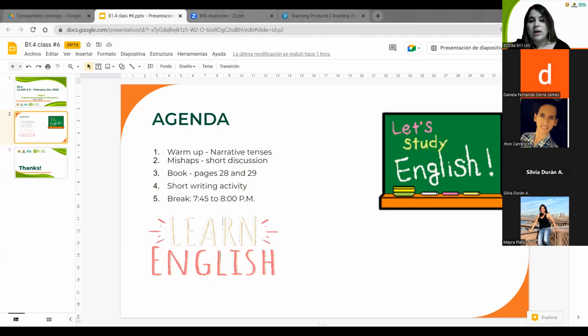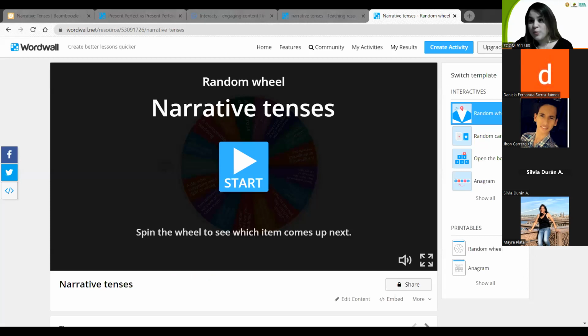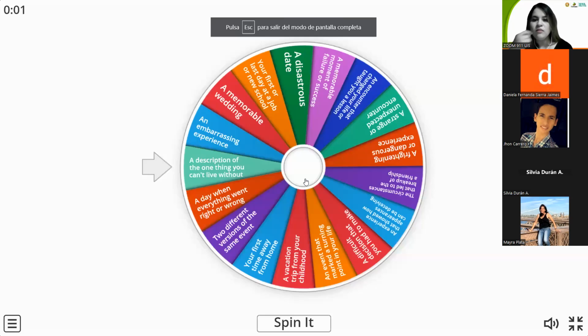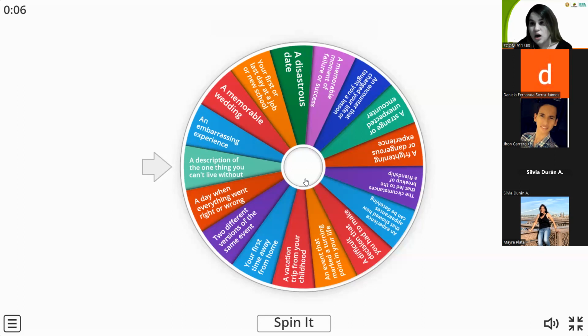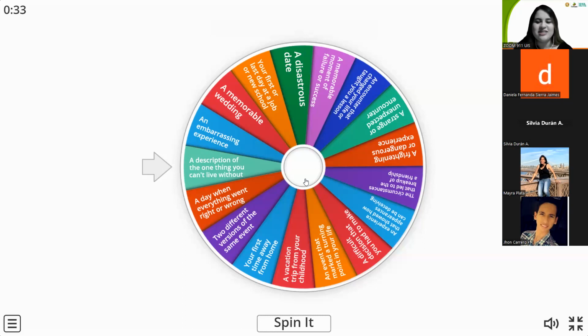So let's start. We're going to begin with a warming up about narrative tenses. This is going to be a speaking wheel that I'm going to share right now. If you want to participate, the questions are pretty interesting. The idea is that you tell us something short about that situation. I'm going to make it bigger. If there is a volunteer to start, that will be awesome. I'm going to spin the wheel, and when the wheel stops, one of the situations is going to appear for that person, and that person is going to tell us a little bit about that. Is it clear? Yes, teacher. Okay, awesome.